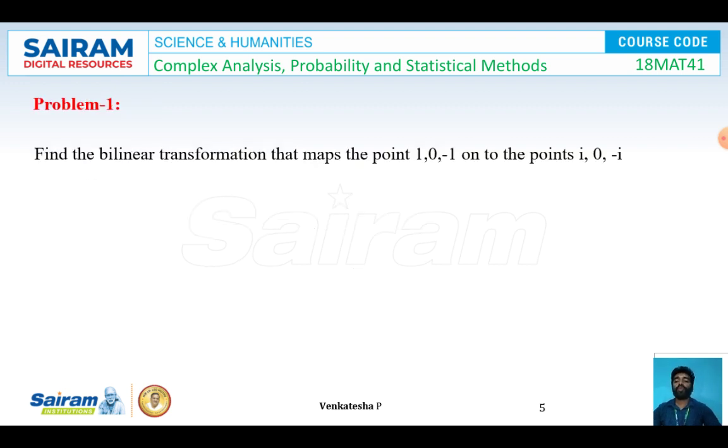Problems. Problem number 1. Find the bilinear transformation that maps the points 1, 0, -1 onto the points i, 0, -i. Here the mapping is happening between the points 1, 0, -1 onto the points i, 0, -i. It means the mapping is between Z onto W. So we can choose the points Z and W directly now. That is, Z1 is 1, Z2 is 0, Z3 is -1 and W1 is i, W2 is 0, W3 is -i.